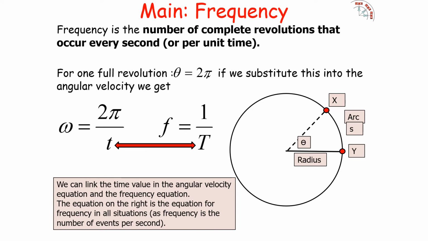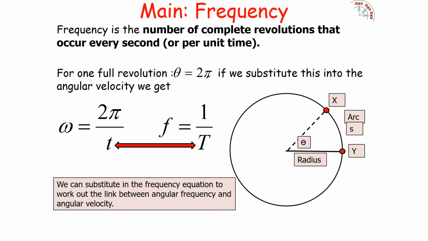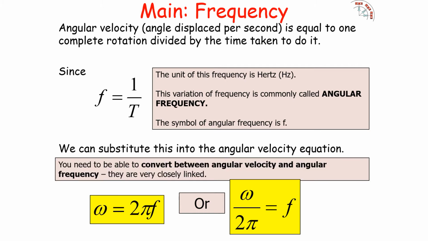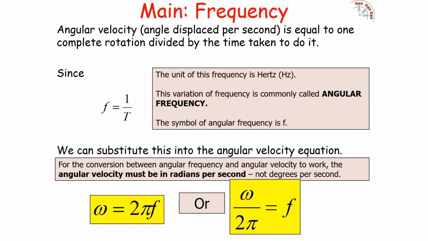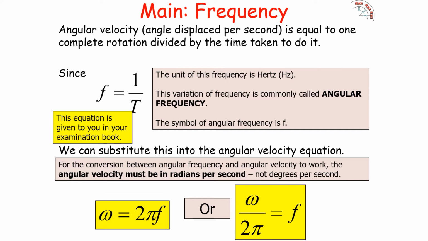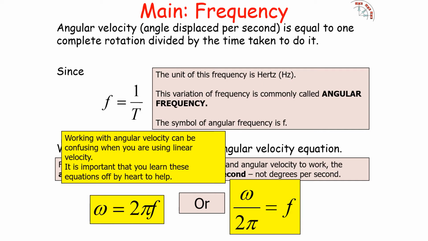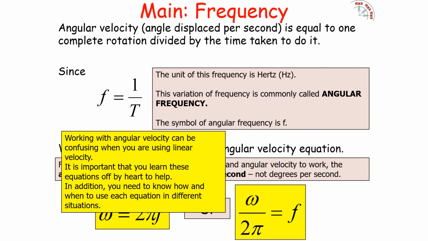Now the equation on the right is the equation for the frequency in all situations, as frequency is the number of events per second. So we can substitute the frequency equation to work out the link between angular frequency and angular velocity. We can therefore say that omega is equal to 2 pi f, or f is equal to omega over 2 pi. You need to be able to convert between angular velocity and angular frequency. They're very closely linked. For any conversion to work, angular velocity has to be in radians per second, not degrees per second. This equation is given to you in your examination book, so you'll need to memorize the terms in the equation and the units of each term. It's important that you learn these equations off by heart, and in addition you need to know how and when to use each equation in different situations.